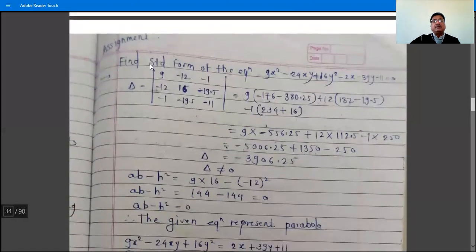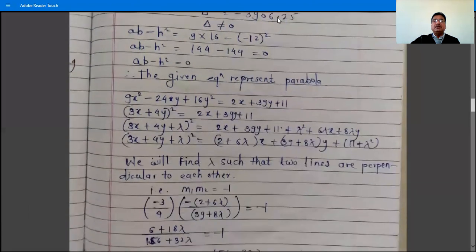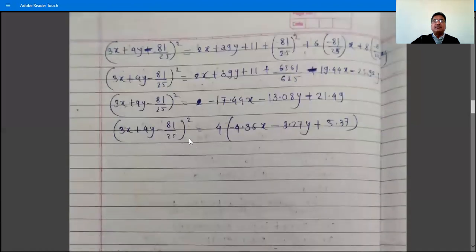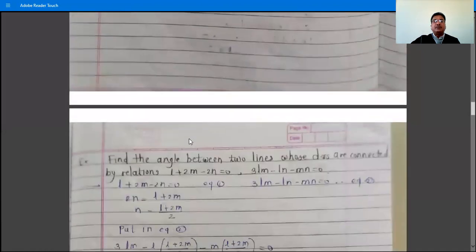This is the problem: find the standard form of this equation. So this is the problem for assignment. A problem on the previous topic: the given equation represents a parabola, and we know the procedure for a parabola. So this is the problem for assignment.